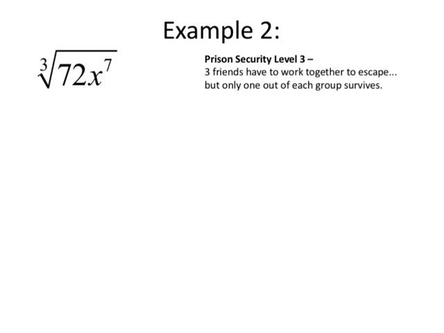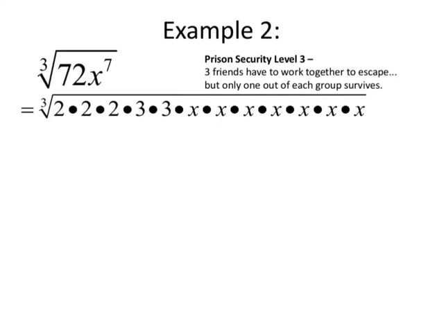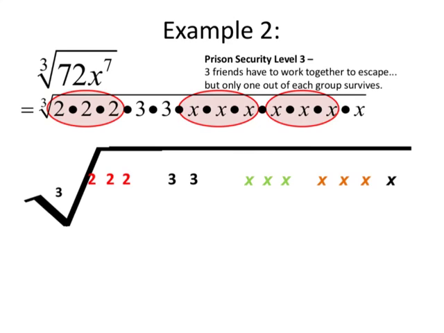So example 2 is going to be a cube root, which is a 3rd security level prison. You need 3 to work together to escape, but only 1's going to make it alive out of each group. If we broke it down into its prime factorization, this is what we would have as far as prisoners. Since this is a 3rd level prison, we need to circle groups of 3 that look alike. Only groups of 3. Now we're going to do our animation again.